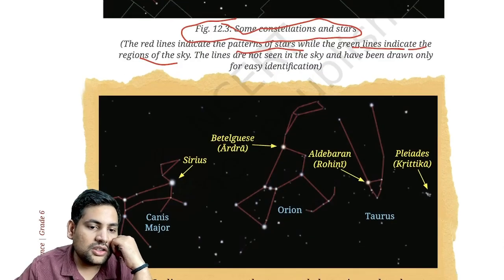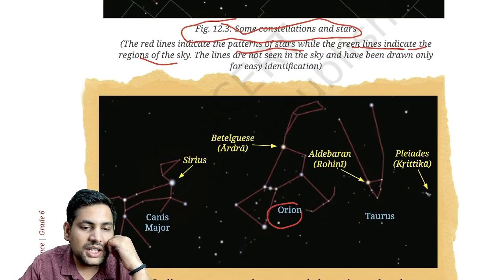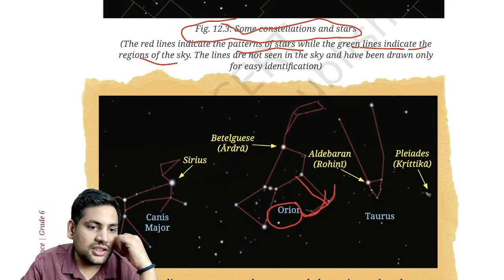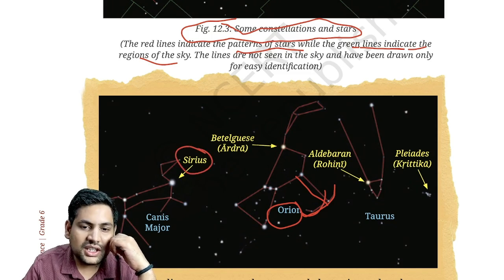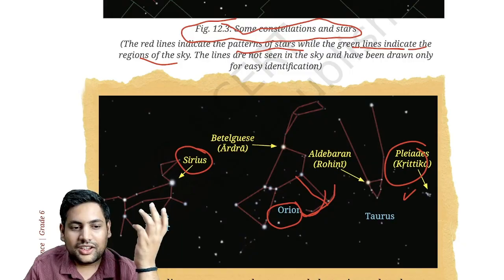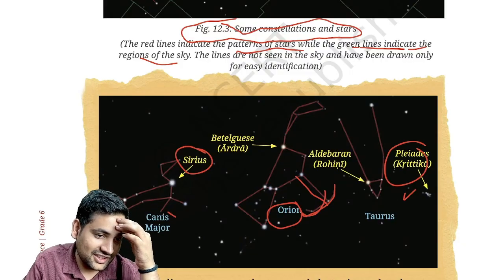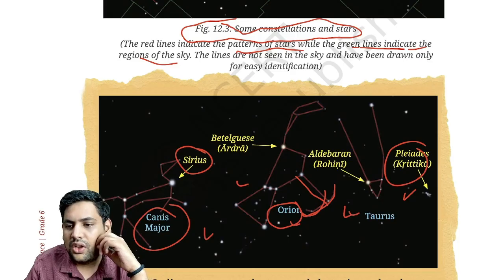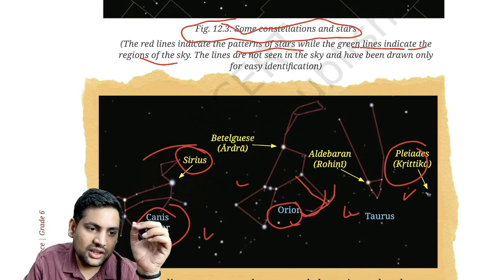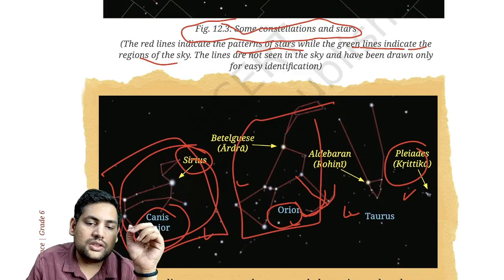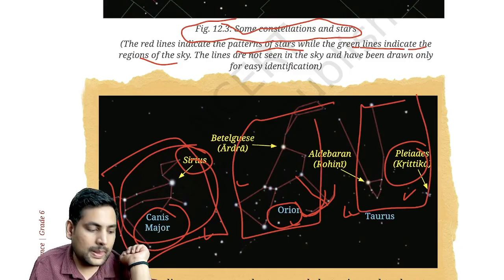Then see more. Can you see Orion? See this Orion, it seems like a person who is holding some kind of weapon, correct? Then there is Sirius, there is Pleiades, also called Kritika. Kritika may be the name of some person here. Okay, then Canis Major. So all these are different kinds of constellations, or basically star patterns, and the regions surrounding them are called constellations.